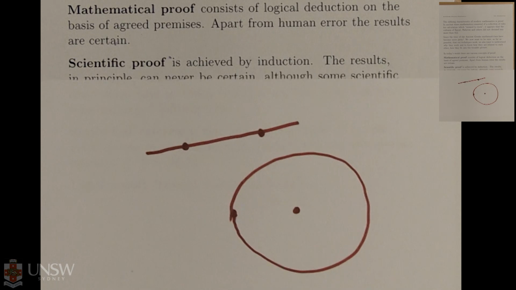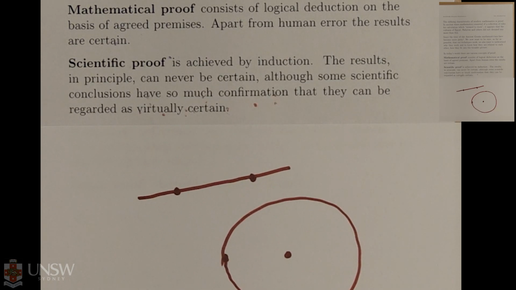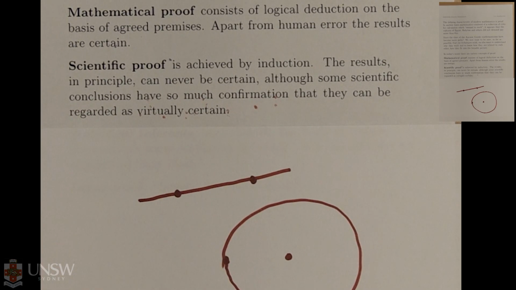Here's some more proof that you see nowadays, scientific proof. Now that's achieved by induction. What that means is that you do an experiment or do an observation, you do it, let's say, 1,000 times, and if it works out the same way every time, then you say, well, okay, I believe that's always going to happen. It's going to be true the 1,001st time, the 1,002nd time, and so on forever.